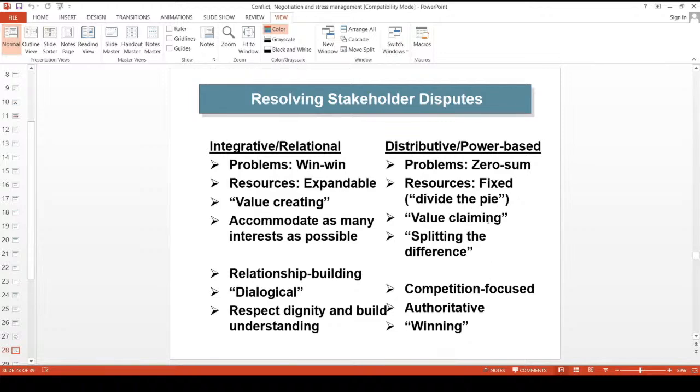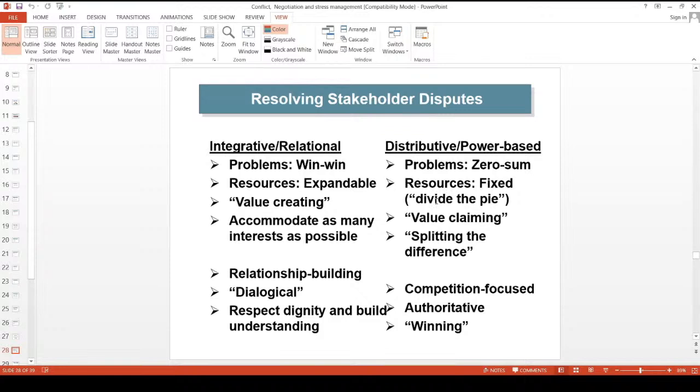Similarly, resolving stakeholder disputes may have different approaches. Some of the approaches we have already discussed, like the integrative and relational approach, in which the aim is win-win. We try to have a win-win situation, with compromise made by both parties, and a situation which is acceptable to both of them. This is a more validating situation, and we accommodate as many interests as possible among the different parties.